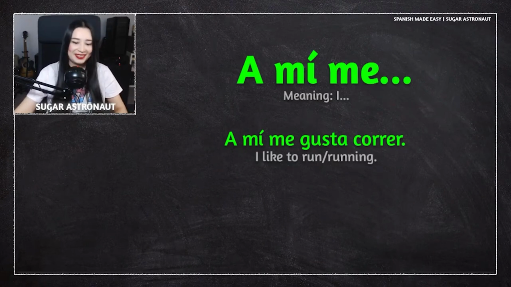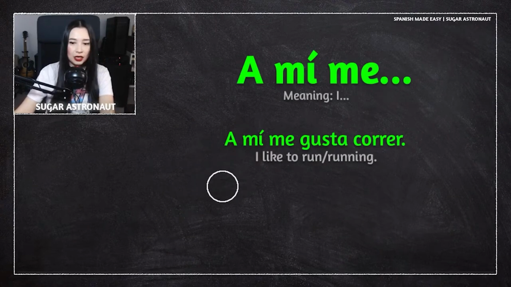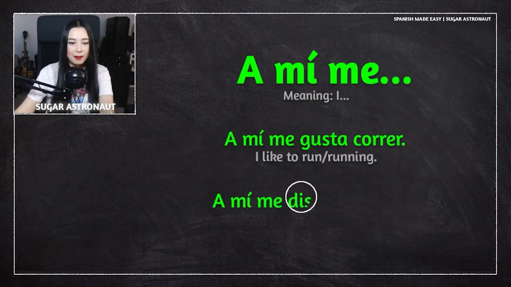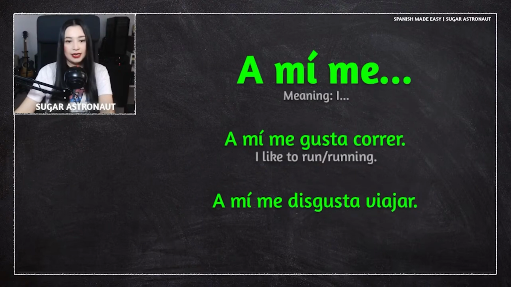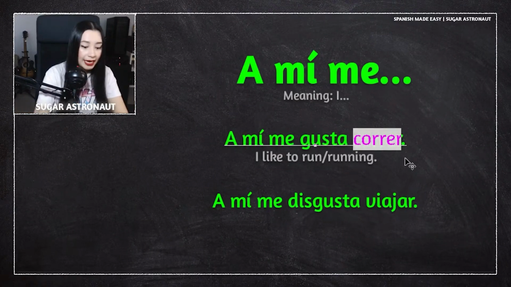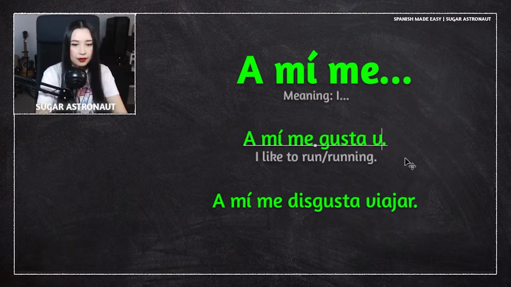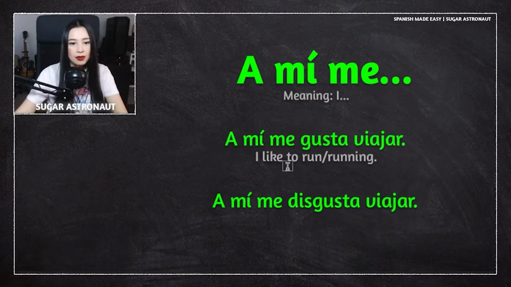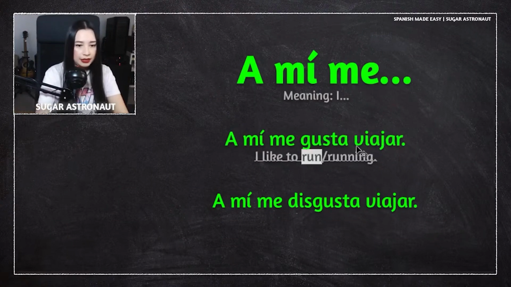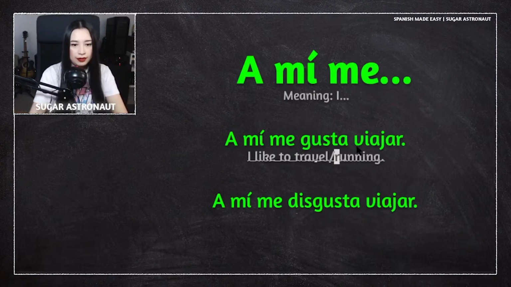Okay, anyways, let's move on. Let's look at the second example. A mí me disgusta viajar. A mí me disgusta viajar. Before we had here viajar. Me gusta viajar. A mí me gusta viajar, and it means I like to travel or traveling, right?